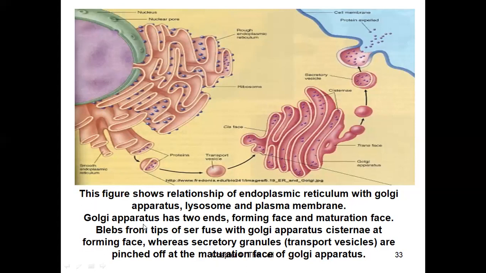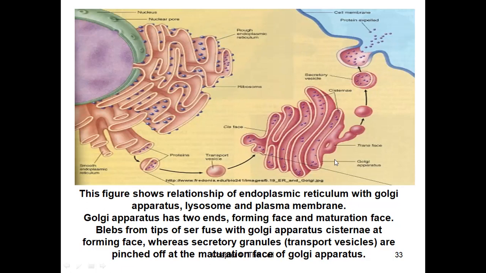The Golgi apparatus has two ends, forming phase and maturing phase. Blebs from the tips of the smooth endoplasmic reticulum, blebs का मतलब होता है pieces, cutouts, fuse with the Golgi apparatus cisternae at the forming phase, whereas secretory granules, which are known as transport vesicles, are pinched off from the maturation phase of the Golgi apparatus.